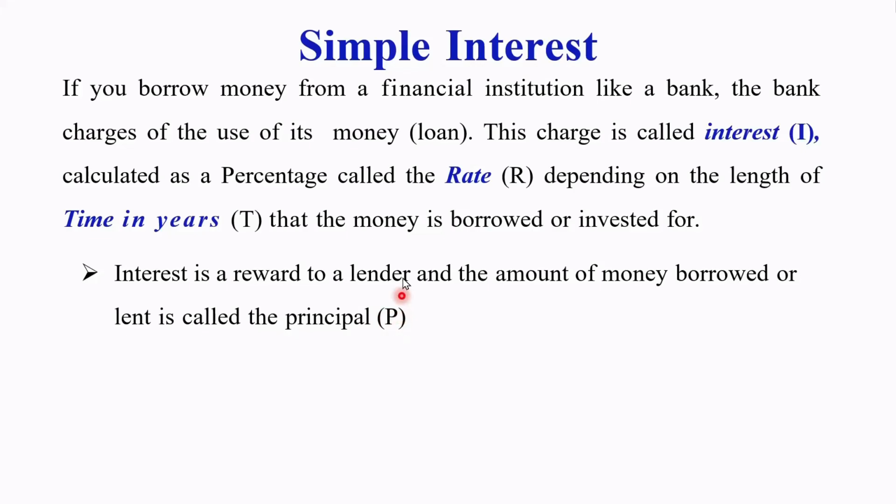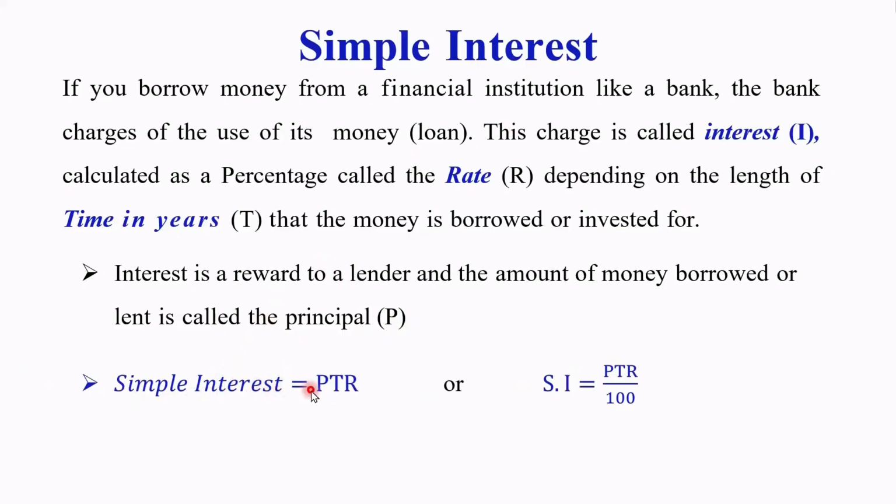So now, having known all about simple interest, rather the interest, and bearing in mind that when we are to calculate simple interest, we have to consider three things. One, the rate. Two, the time taken in years. Three, the principal, which is the same as the amount of money borrowed or lent. So now let us look at the formula that we use to calculate simple interest.